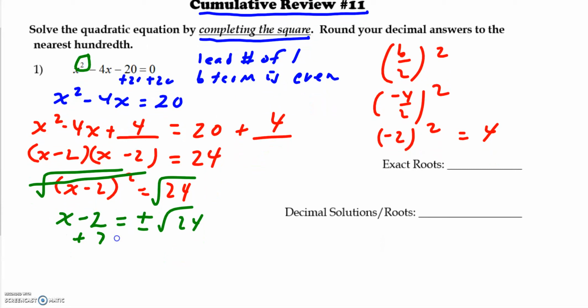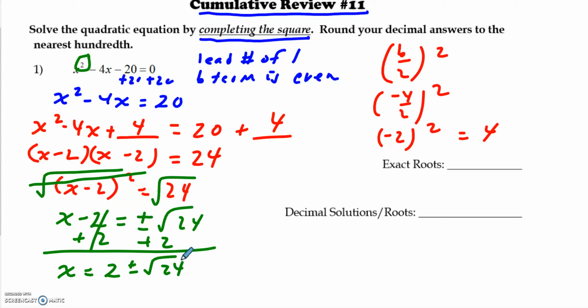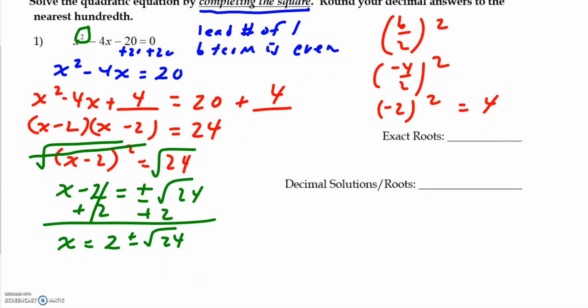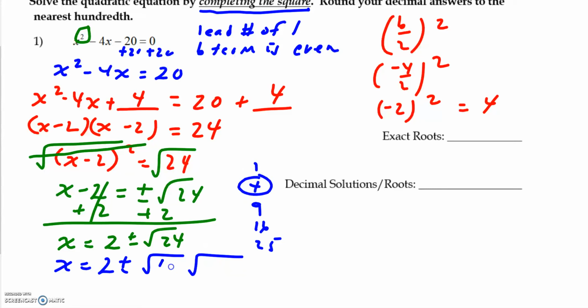So now if I want to get x alone, I need to add the 2 on both sides. So I'd have x equals 2 plus or minus square root of 24. Now, if we look at 24, it is not a perfect square, but it is something that could be split into two radicals. So we have x equals 2 plus or minus. If I split 24, I think about my perfect square list, 1, 4, 9, 16, 25, and so on. And 4 definitely multiplies into 24, 4 times 6 specifically. So now I can take the square root of 4 and reduce that to just 2. So my answer would be x equals 2 plus or minus 2 root 6.